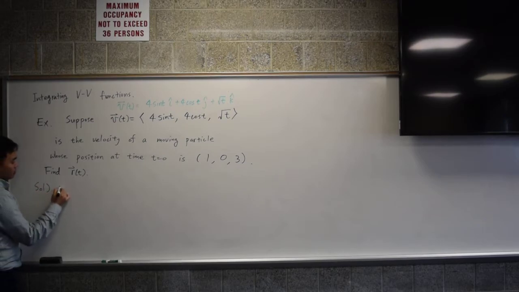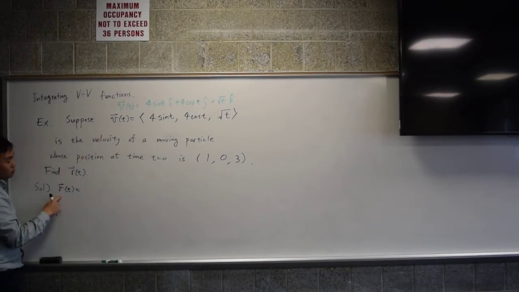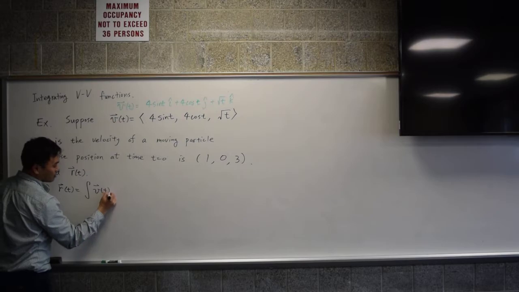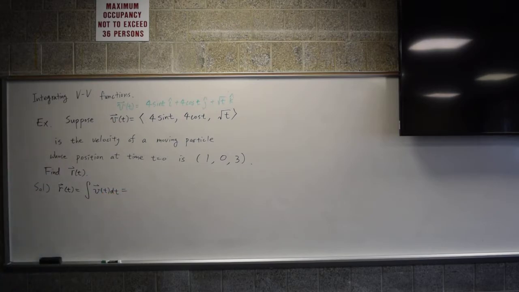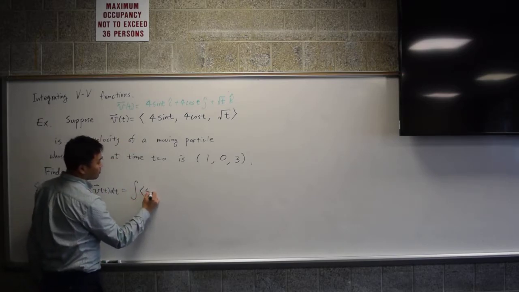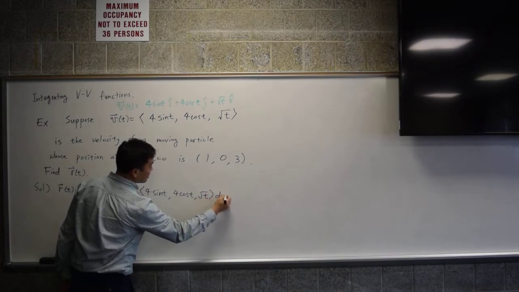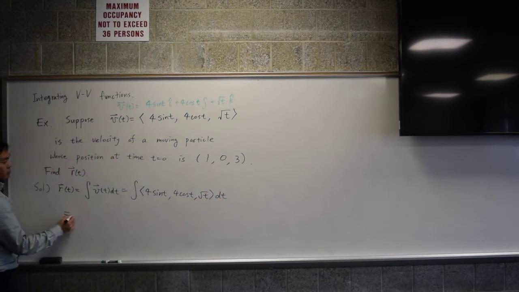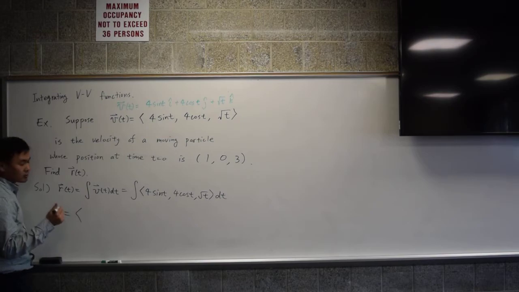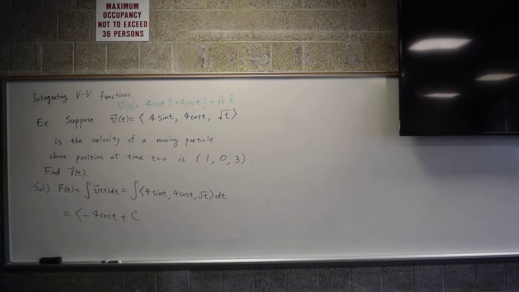Solution. So what is r(t) anyways? You get v(t) by differentiating the position. To get r(t) from v(t), what do you have to do? You have to integrate. Let's find the antiderivative of this function. So we have to integrate (4 sine t, 4 cosine t, square root of t) dt. Integrating sine gives you negative cosine, so it's negative 4 cosine t, and don't forget your constant, plus C.